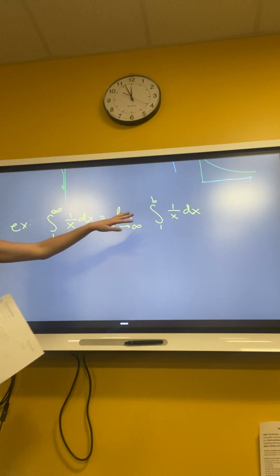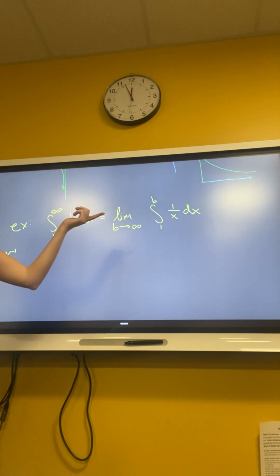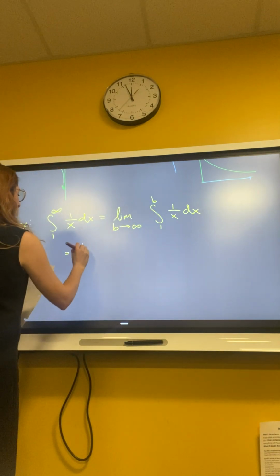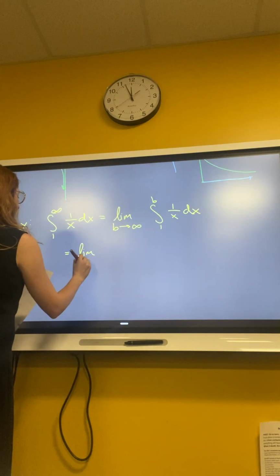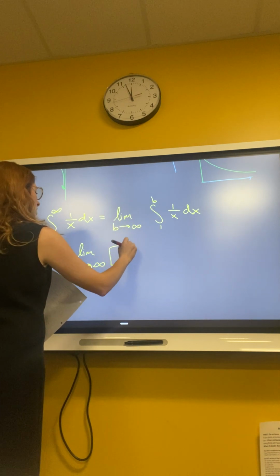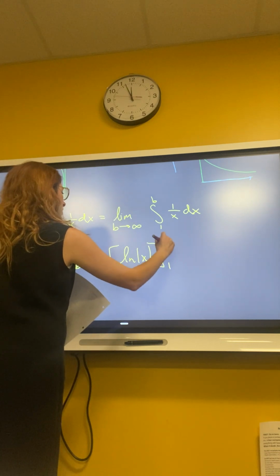And I know this is x to the negative 1. When I integrate, I add 1 and I divide by that new exponent. In that case, it would be x to the 0 divided by 0. So what does that remind me of? The integral of this is what? So the limit as b approaches infinity, and I'm going to go ahead and integrate this like normal. This is the natural log of x from 1 to b.